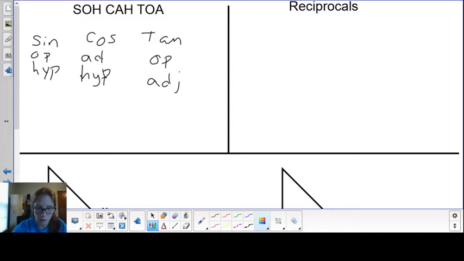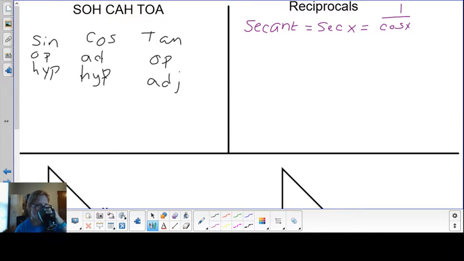So secant, and I'm going to switch up my colors here and try and write as best as I can. Secant is shortened with SEC, so it's not second, it's secant. So secant of x is actually the reciprocal of 1 over cosine. So they're equal. Cosecant, which is shortened as CSC, is 1 over sine.